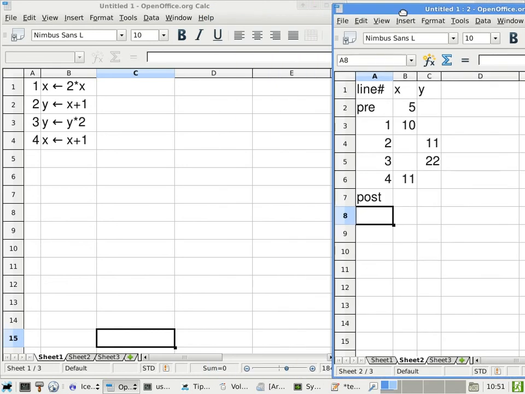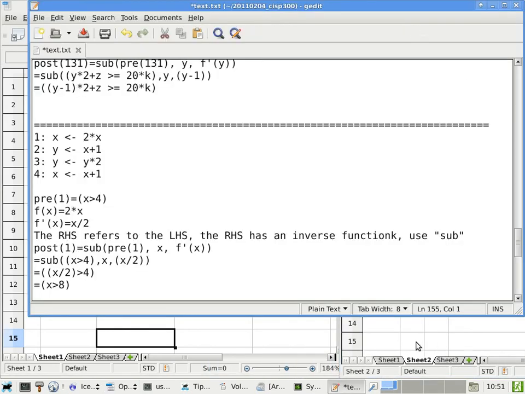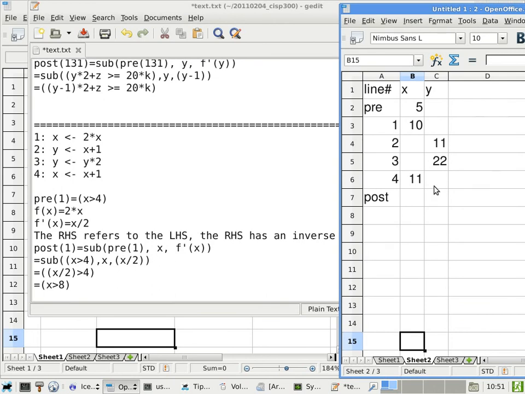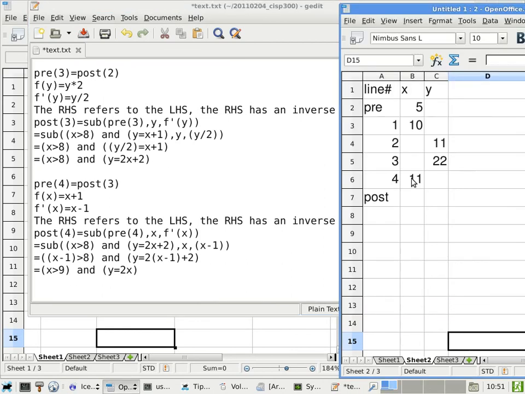Let's take a look. So switch back to the editor and show it like this. The question is, is x greater than 9? Yep. Does y equal 2x? Yep. Okay. And you can initialize x to any value that is greater than 4, and it will still come out correct.